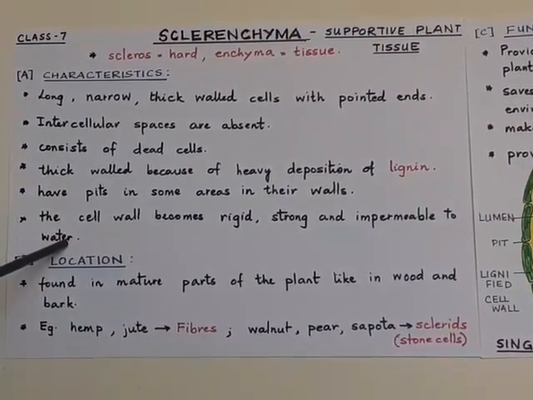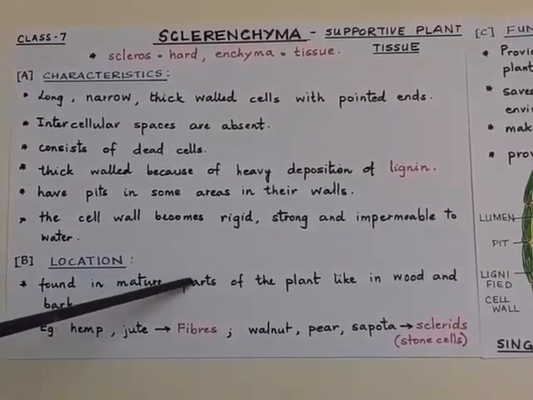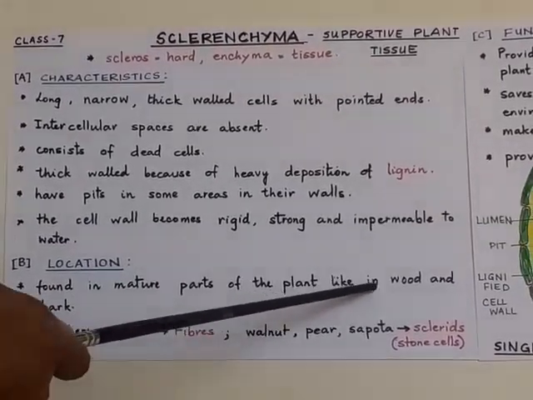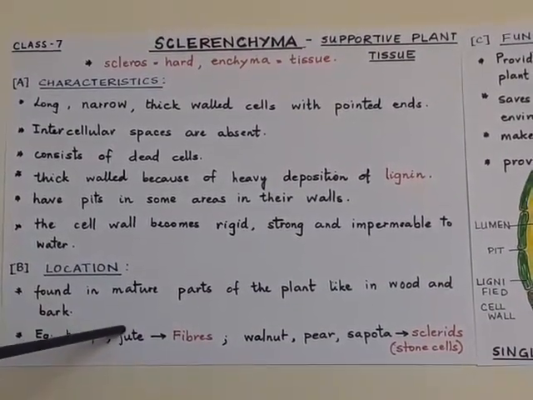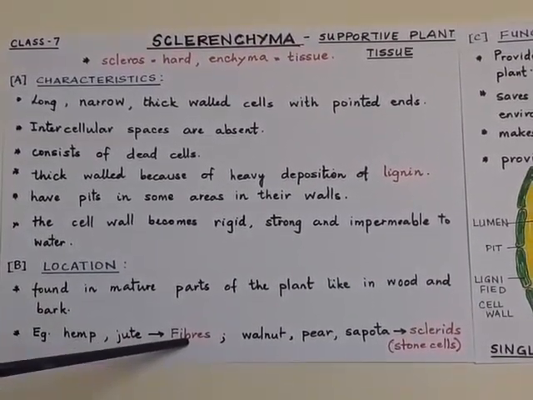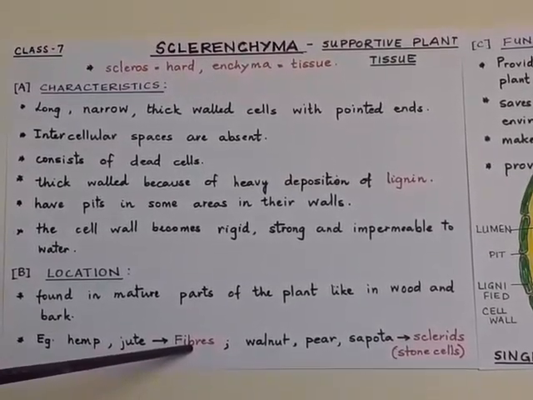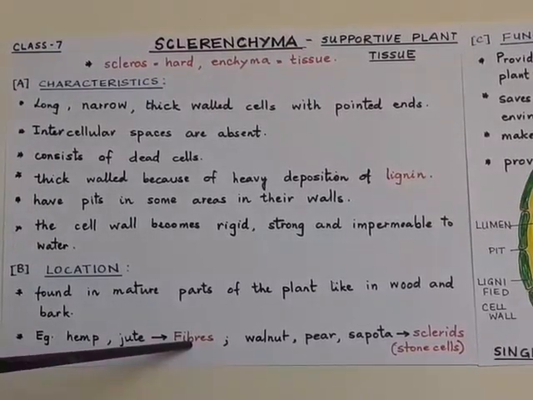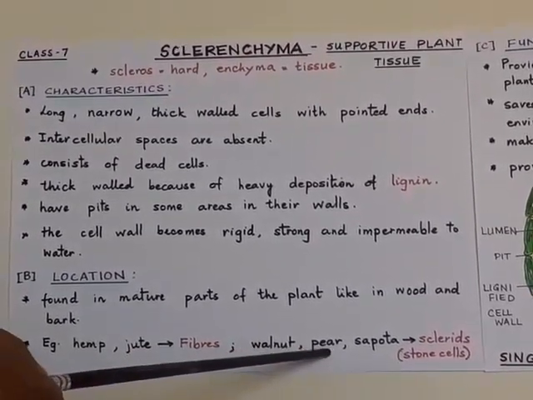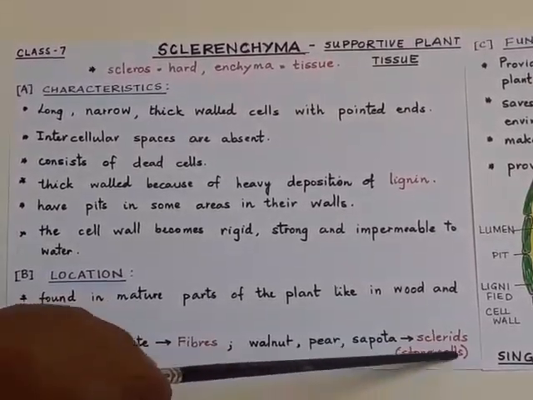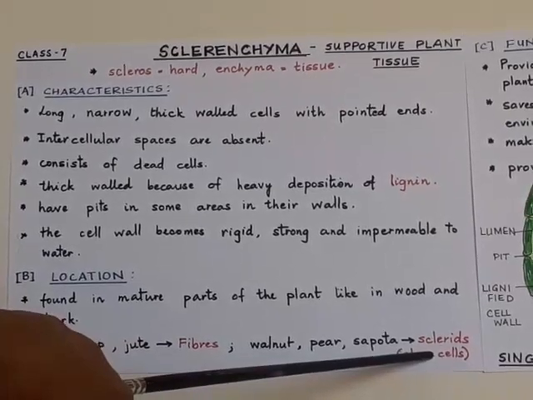Now where are these sclerenchymatous tissues found? They are found in mature parts of the plant like in wood and bark. Example, hemp and jute. As I have told you earlier, there are two forms of sclerenchymatous tissue. One is the fiber form and the other is the sclerid form. So the fibers are present in jute and hemp, and walnut, pear, sapota have the sclerid form, the common name given to them being stone cells.